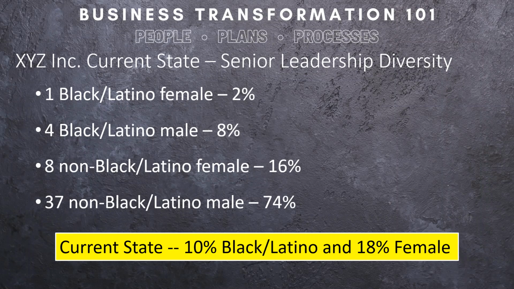There would be 4 Black Latino males, or 8% of the leadership team. There would be 8 non-Black Latino females, which would make up 16% of the leadership team. And finally, there would be 37 non-Black/Latino males, making up 74% of the leadership team. This breakdown comes out to 10% Black Latino and 18% female, which will be used to characterize XYZ's current state.